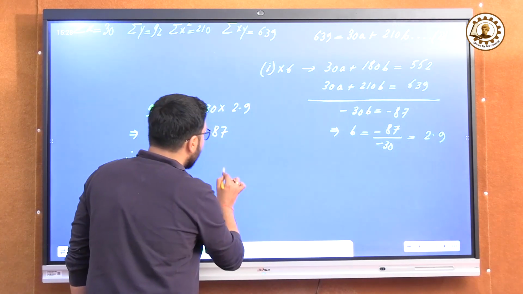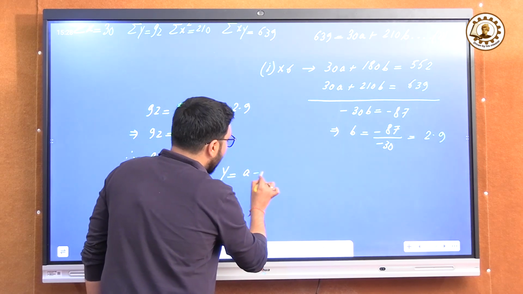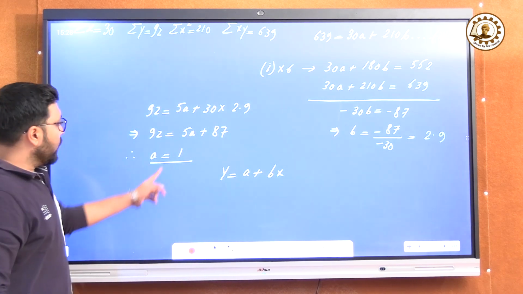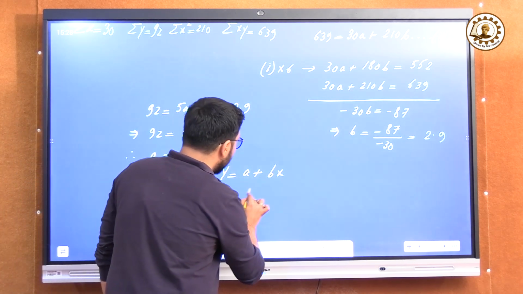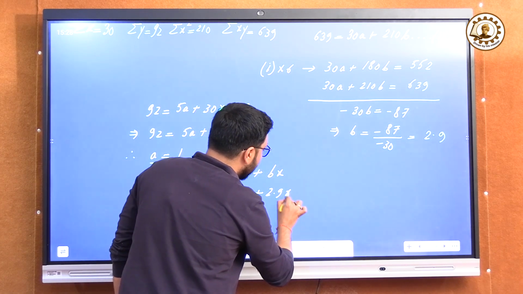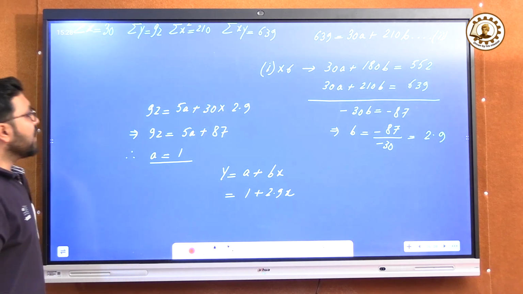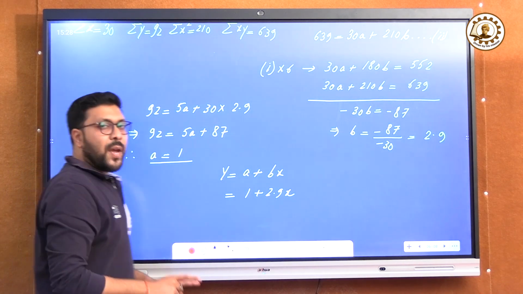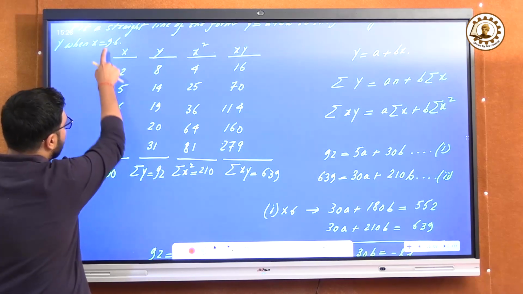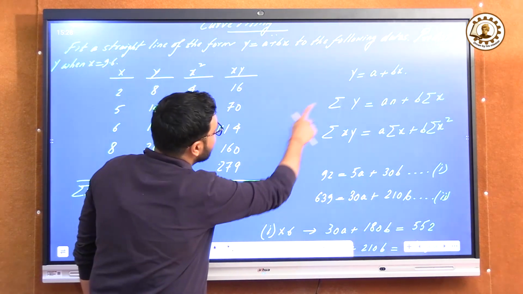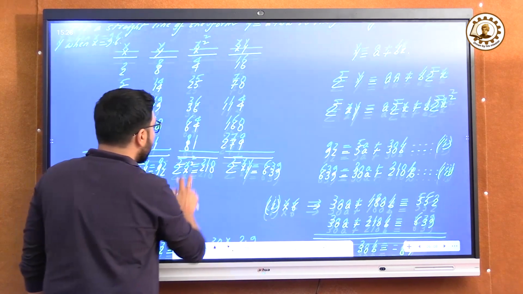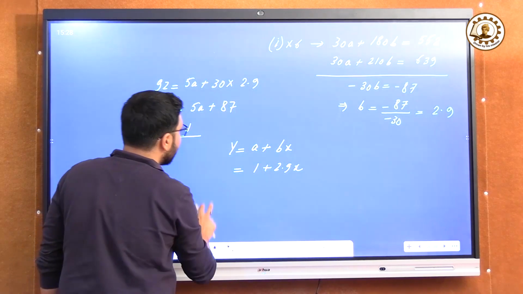So the final equation is, as per our assumption, y equals A plus Bx. We have the value of A, so let's just substitute it as 1, and the value of B, that was 2.9x. Next, we have to substitute the value of x as 9.6, which was given in the question. You have to predict the value of y when x is equal to 9.6. So simply I'll just substitute x as 9.6 here.